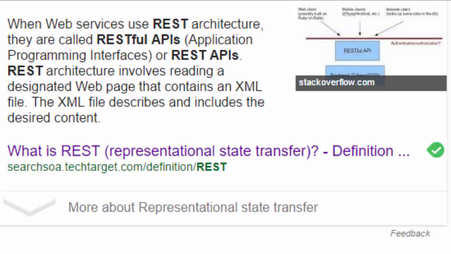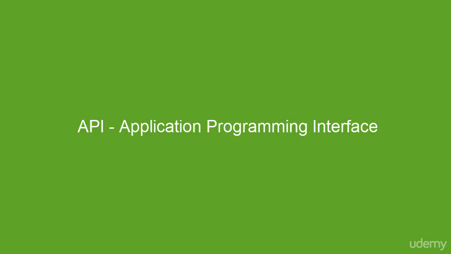This mode of communication, where the client makes a request and the server sends some data or information in response to that request, is called representational state transfer. HTTP is a protocol that makes use of representational state transfer. Whenever we want one software to interact with another piece of software, we need an API. API stands for Application Programming Interface.